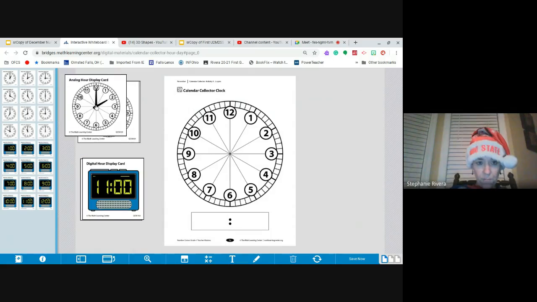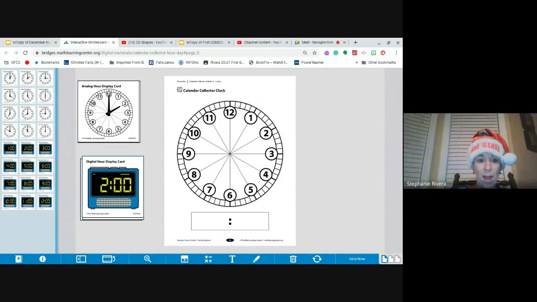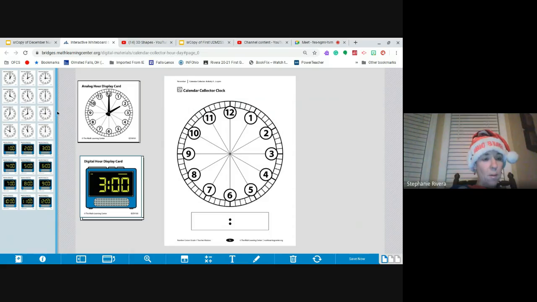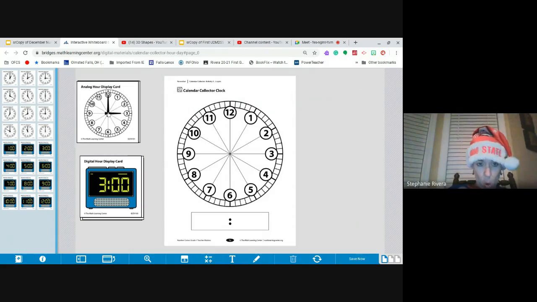Pulling over another one. Short hand on the 2, hour hand on the 2, minute hand on the 12. Where is it? Oh, you got it. Ding, ding, ding. 2 o'clock. Okay, 1 hour went by. So if 1 hour went by, you got it. It is 3 o'clock. Short hand on the 3, long hand on the 12.